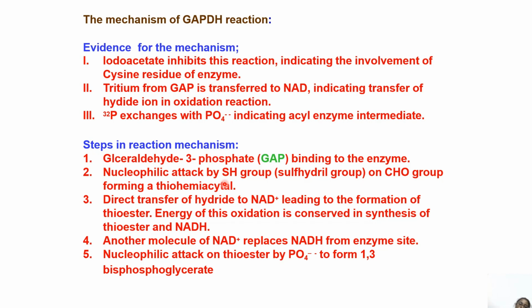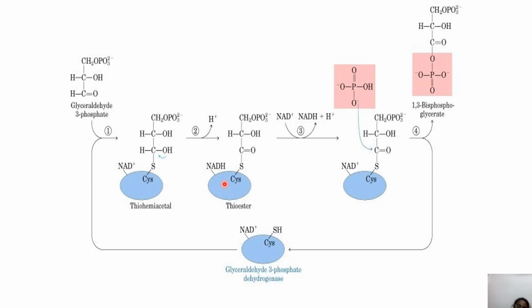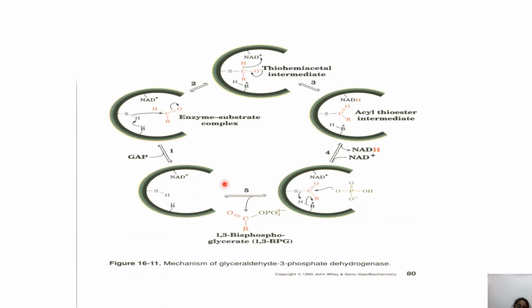So glyceraldehyde 3-phosphate binding to the enzyme is the first step. Then there is a nucleophilic attack by the SH group, the sulfhydryl group, on the aldehyde group, forming a thiohemiacetal, and then direct transfer of the hydride to the NAD+, leading to the formation of a thioester. The energy of this oxidation is conserved in the synthesis of the thioester. Another molecule of NAD+ replaces NADH from the enzyme site. Nucleophilic attack on the thioester by phosphate forms 1,3-bisphosphoglycerate. So this is the reaction.